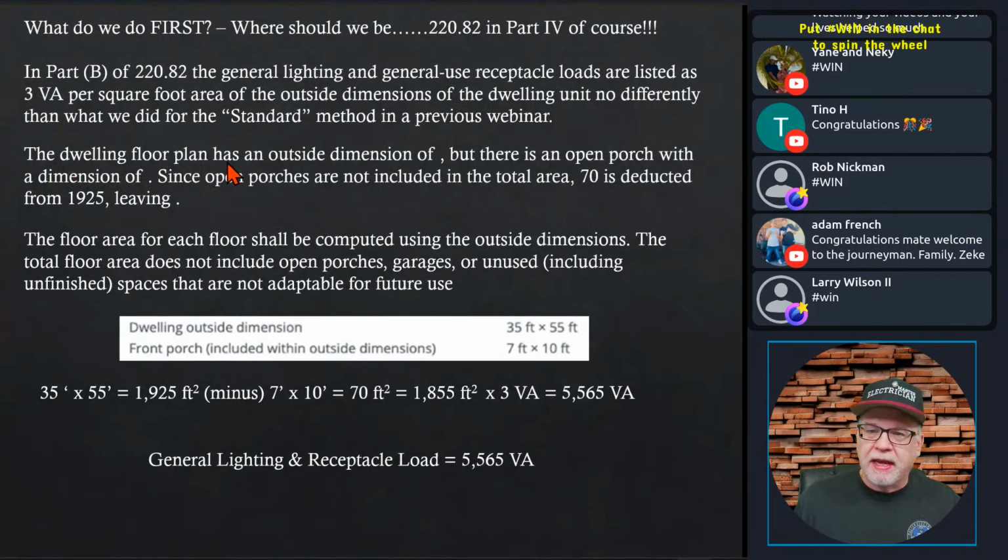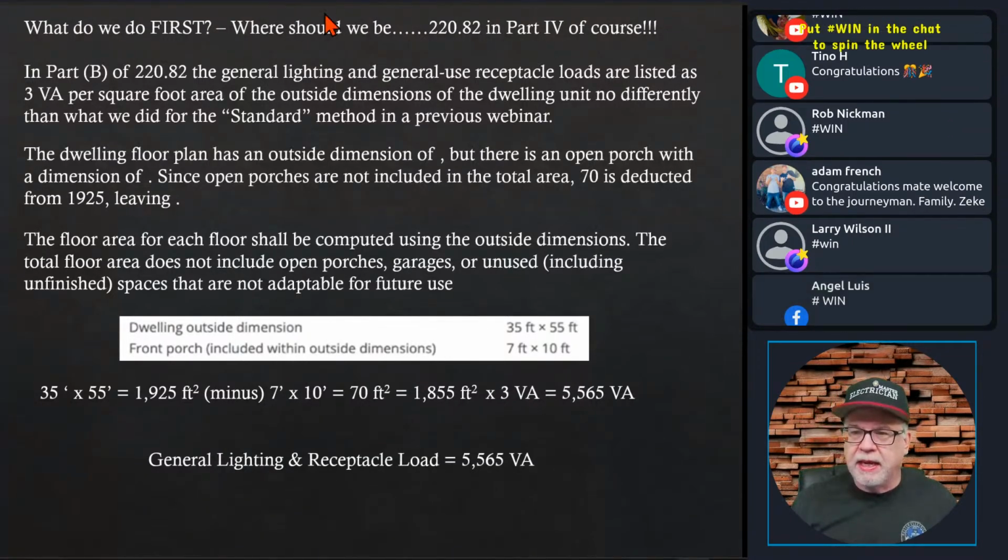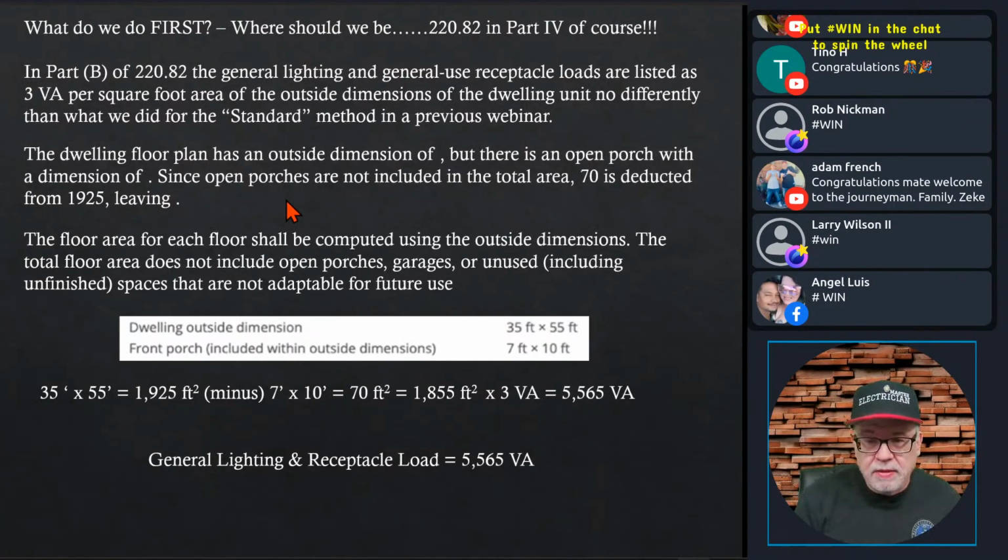All right, so note differently. The dwelling floor plan has an outside dimension of 35 by 55, but there's an open porch with a dimension of 7 by 10, right? So that would be 70 square feet. Since open porches are not included in the total, the 70 is deducted from the 1925. Now, again, where did we get the 1925? Well, glad you asked. 35 times 55 is 1925, okay? So we're going to take away 70 square feet from that. Why? Because you don't have that.